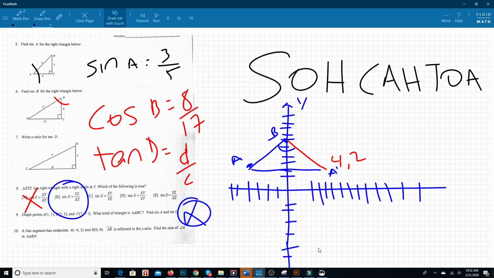Again, once you know these coordinates, this is (0, 6) and this is (-4, 2), you can find the lengths of these sides. Once you find the lengths of those sides, then you can find the angle. Again, I'll do that tomorrow. I want you guys to give that a try. Any questions on this so far?